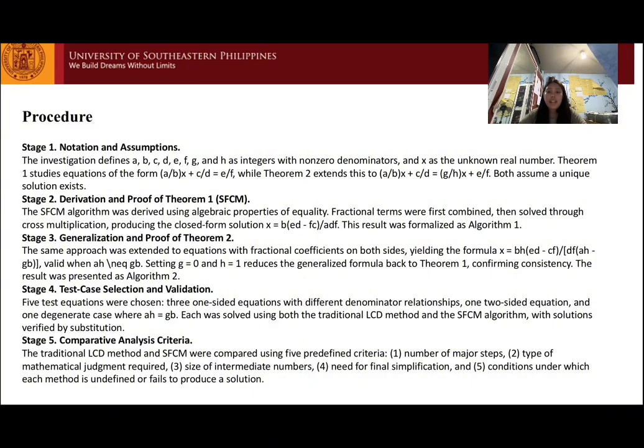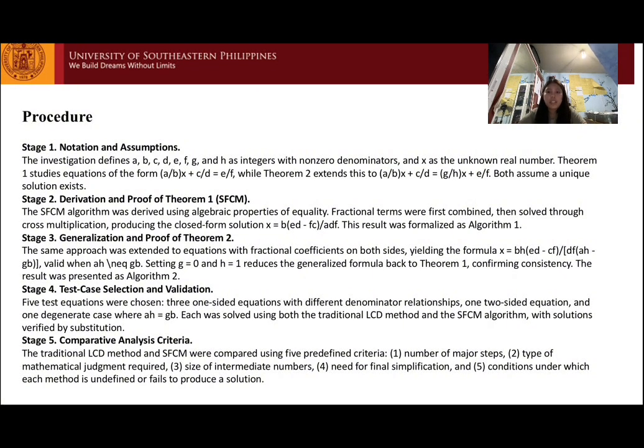We chose 5 equations representing different denominator structures: equations with shared factors, partial shared factors, pairwise co-prime denominators, a two-sided equation, and a degenerate case with equal coefficients. Each equation was solved independently using both the traditional LCD method and the proposed SFCM algorithm, and every solution was verified through substitution. Finally, in stage 5, we establish the comparison criteria.